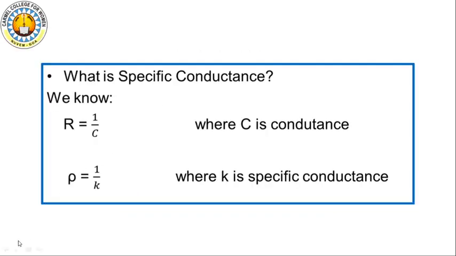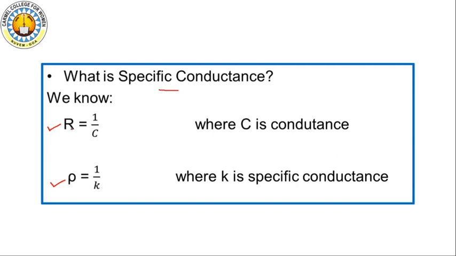Now we know what is conductance, what is resistance, and what is resistivity or specific resistance. Now let us see what is specific conductance. As we have said, resistance is the reciprocal of conductance. If resistance is the reciprocal of conductance, then specific resistance is the reciprocal of specific conductance.